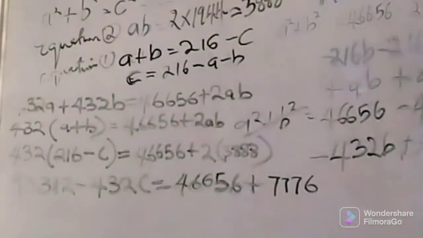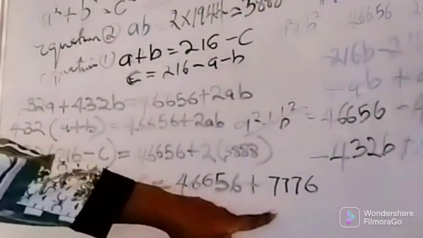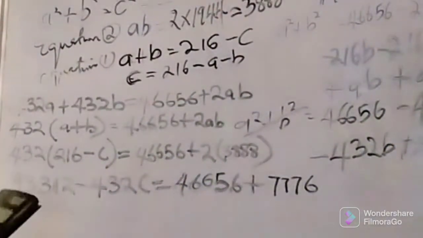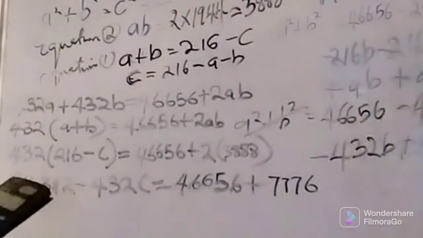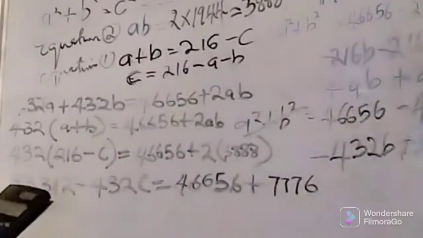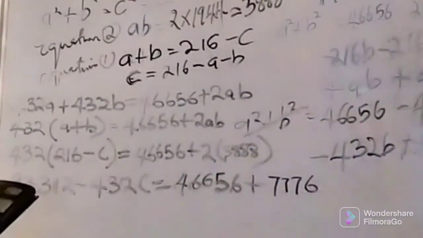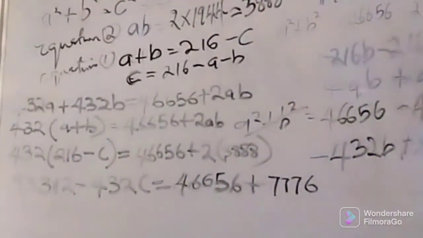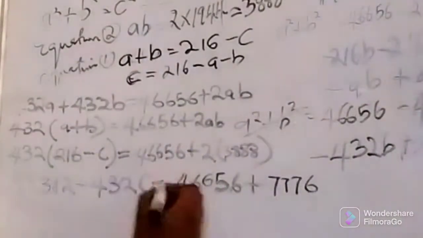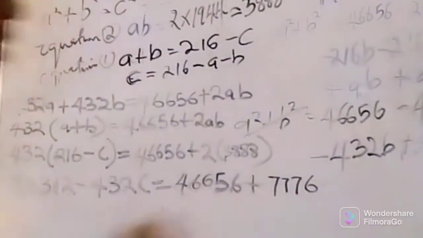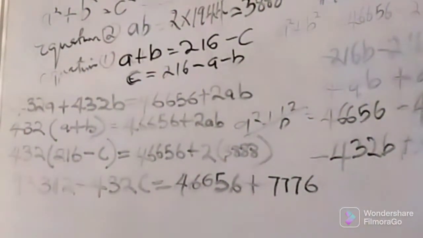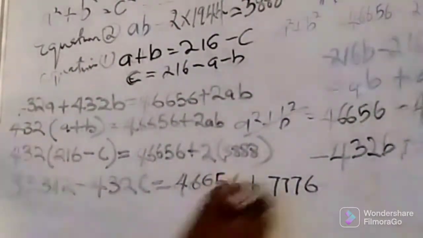7776. 77776. So we're going to add up this to this. Okay, so we have 7776 plus 46656, which will give us, I'm seeing here, 54432. So we'll say it's equal to 54432.